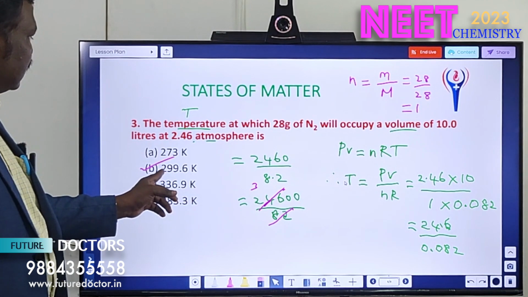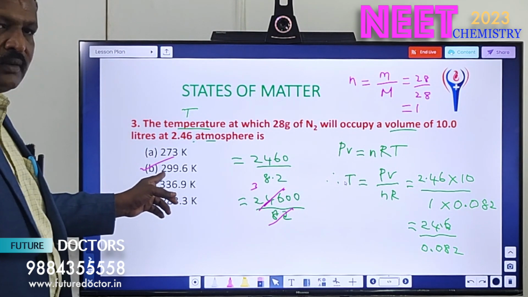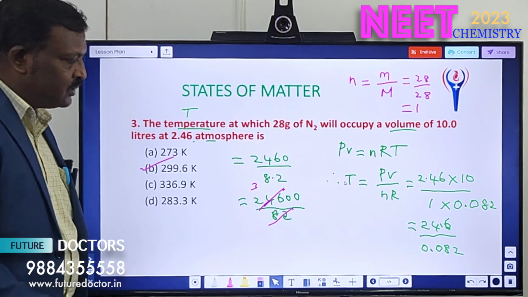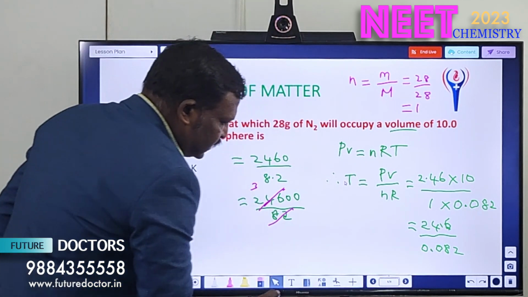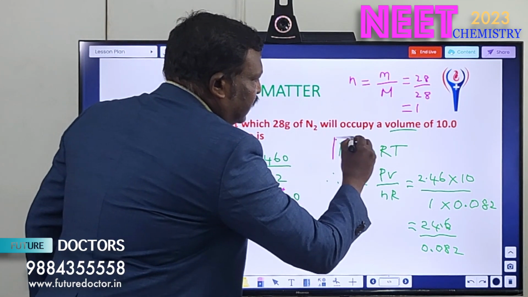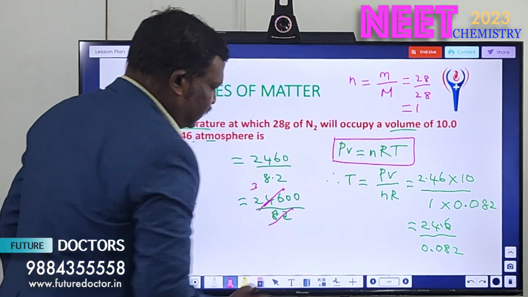Okay, so among the 4 options, which option is nearly 300, meaning 299.6? So this is the answer. Understood? The following: remember the formula. What's the formula? PV is equal to nRT. This is a formula.